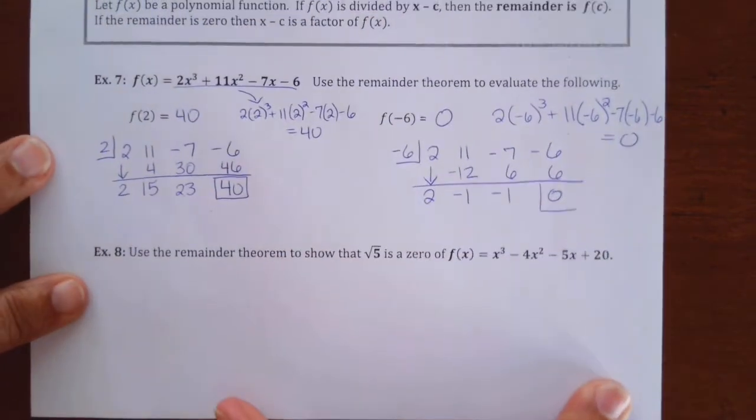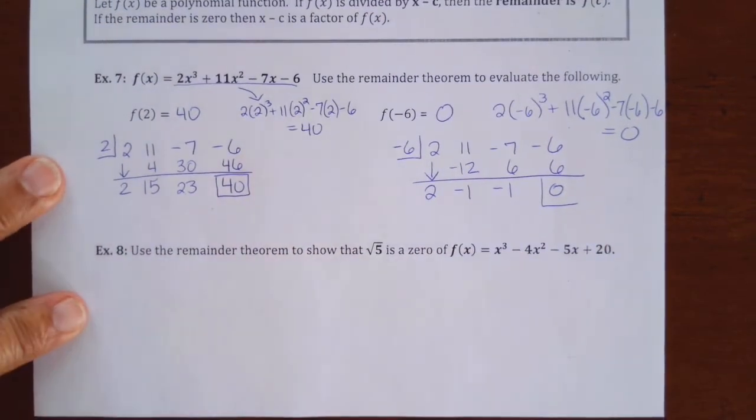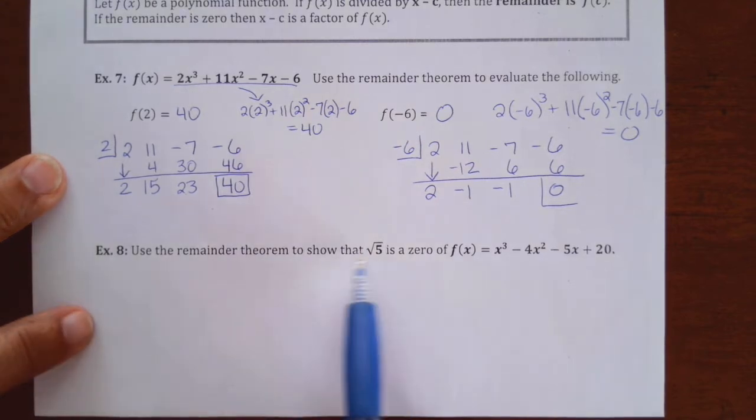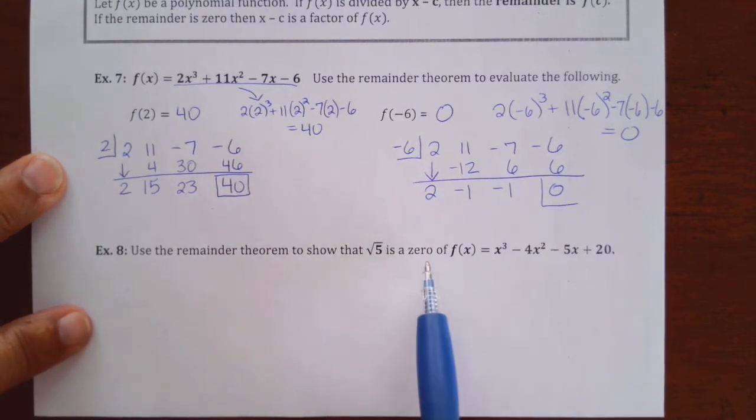All right, so look at number 8. This is a good instance where it would be beneficial to know you can do it either way. Use the remainder theorem to show that square root of 5 is a 0.